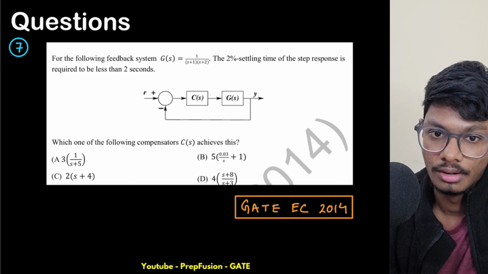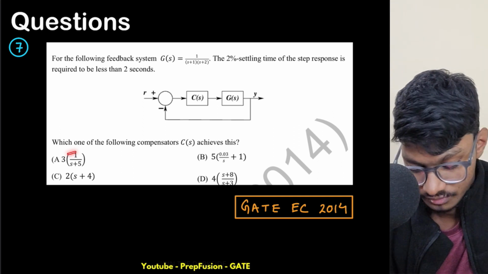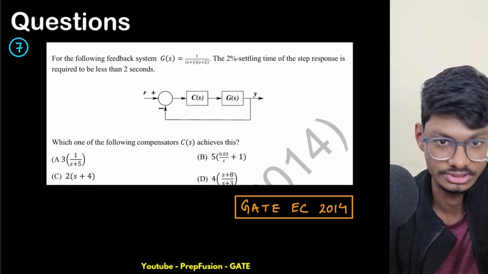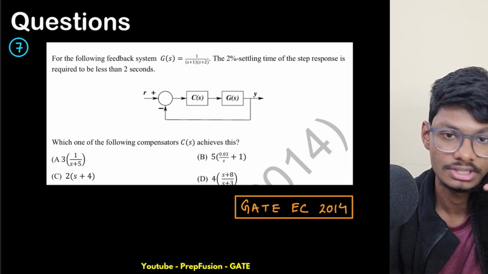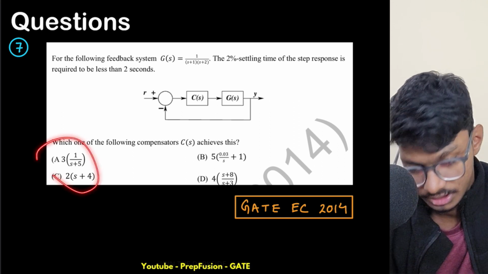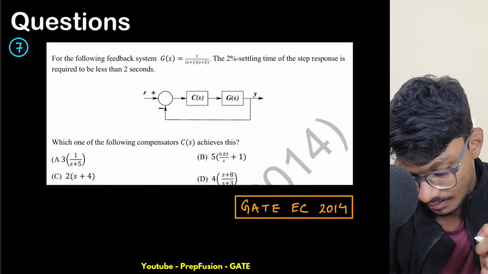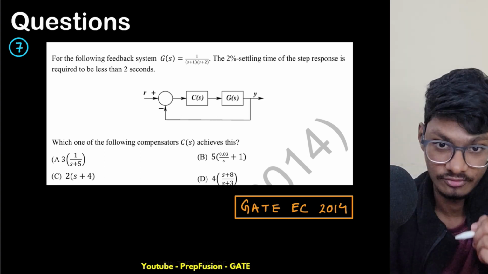So basically you can obviously check for each of these. Find the zeta omega n, and from there use the settling time formula. So what is the settling time formula? T settling is 4 by zeta omega n. That is one thing you can do. And next what you can do is eliminate from the options.